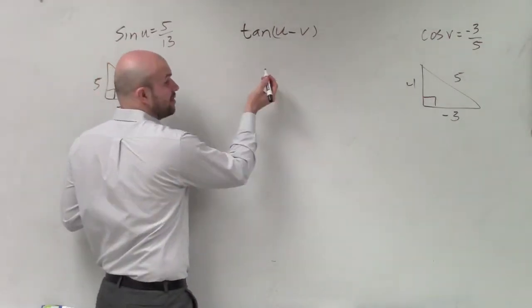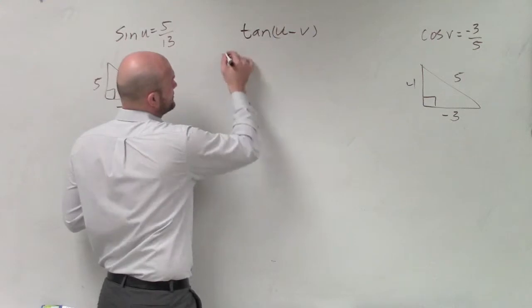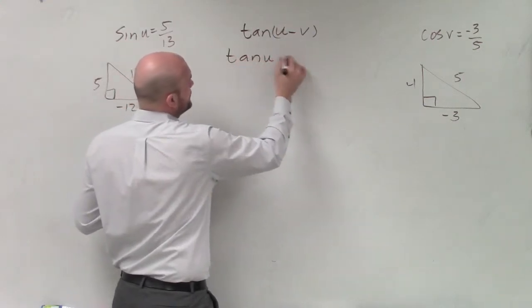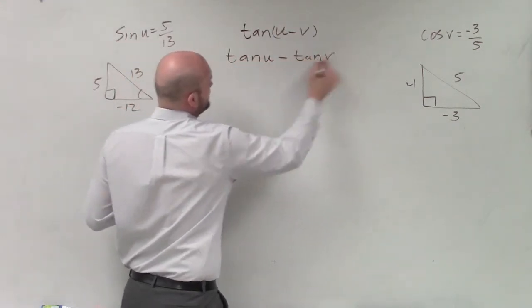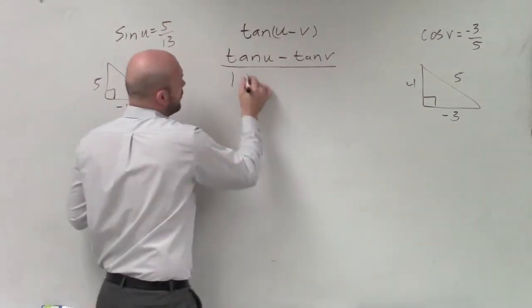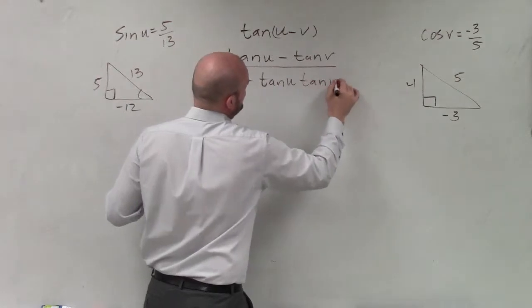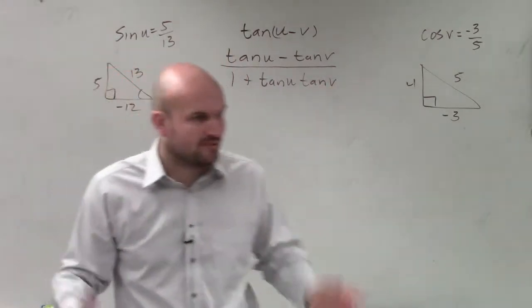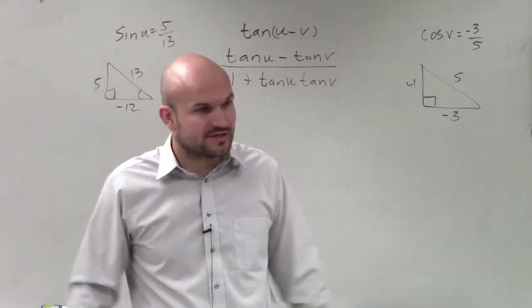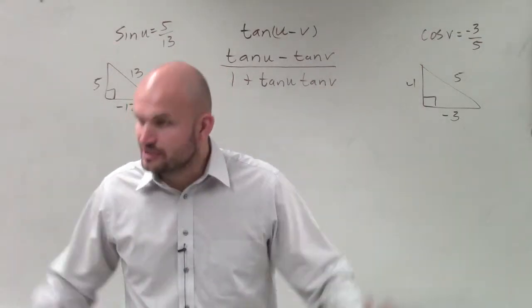So again, the formula for the tangent of the difference of two angles is tangent of u minus tangent of v, all over 1 plus the tangent of u times the tangent of v. This is the formula that you will be provided. You don't have to memorize it or write it down. You will have these. Everything else is good. You just need to know how to evaluate.